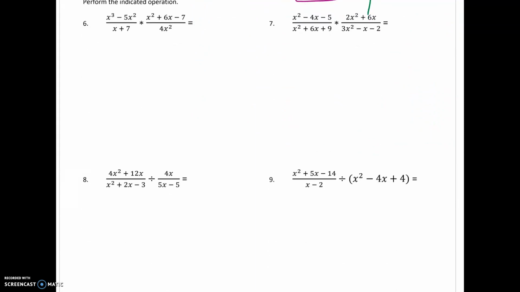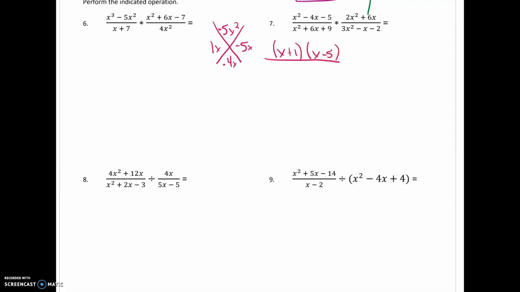So on number 7, what I'm going to do is start with the left fraction. I'm going to factor that. So my numerator, there's no GCF. It's 3 terms. I'll go ahead and make the x in case you need it. I need factors of -5 that'll get me to -4, and that's 1x and -5x. And this is easy factoring. So this numerator will just become x plus 1 and x minus 5.